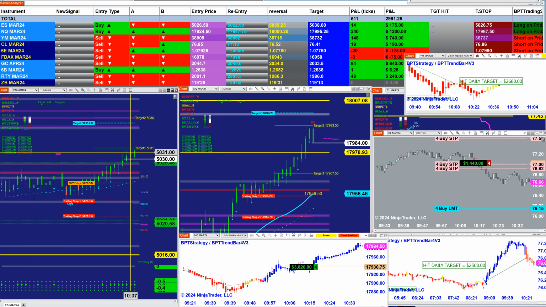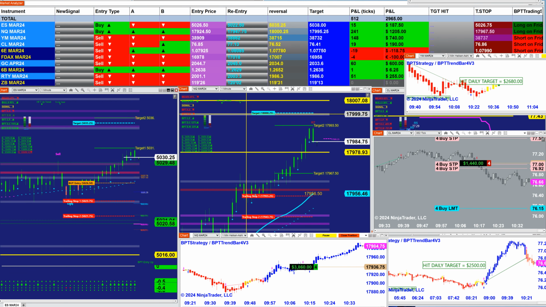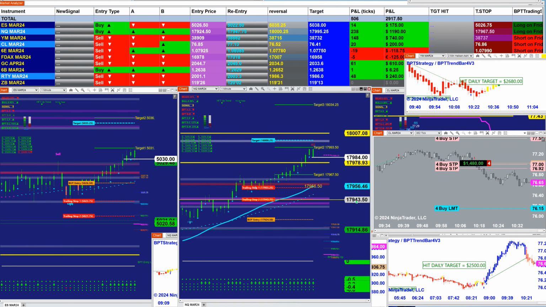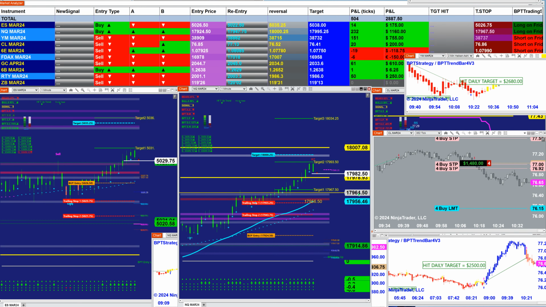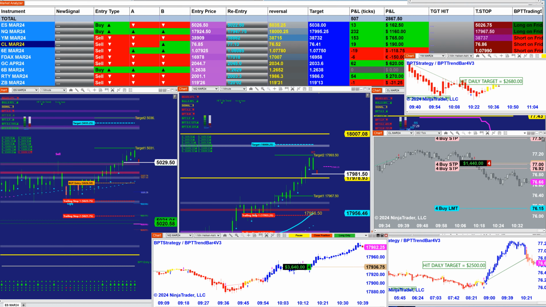And then a little pullback, and now it is 10:38, and most likely the NASDAQ is going to climb to target 3, and it's right there, and then the ES will hit target 2 for the morning session.